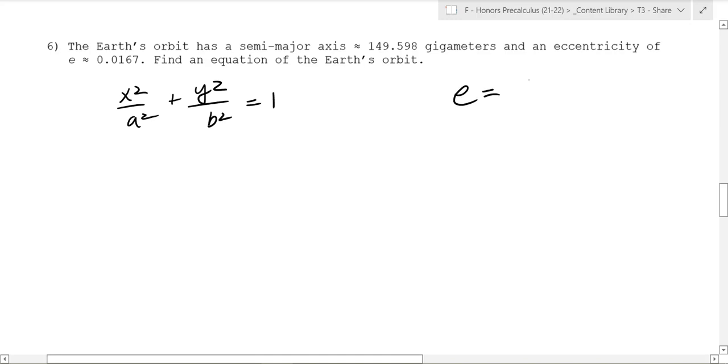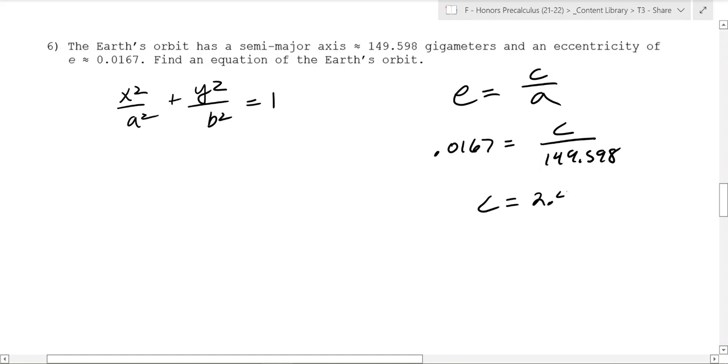We know that e is going to be equal to c over a in this case. So we know that 0.0167 is going to be c over a, which is 149.598. It's the semi-major axis because it told us that. So c is going to be equal to 2.498. Right there. So now we know that c squared is equal to the absolute value of the difference of a squared and b squared.